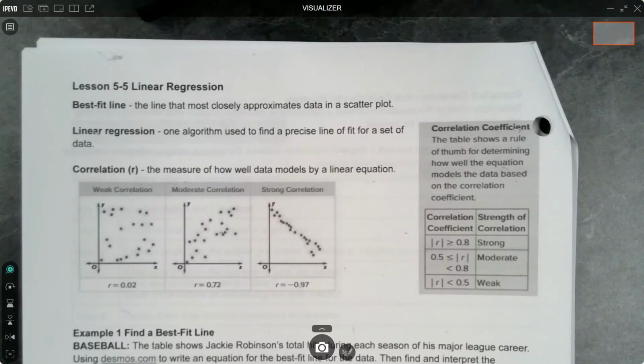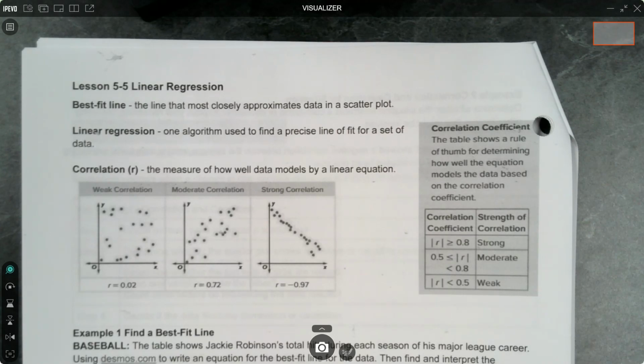Okay, lesson 5.5, linear regression. Best fit line. So last time we talked about a fit line or a line of fit. This time it's the best fit line. So the best line that we can get. And that's the line that most closely approximates the data in a scatter plot. Okay, linear regression: one algorithm used to find a precise line of fit for a set of data.